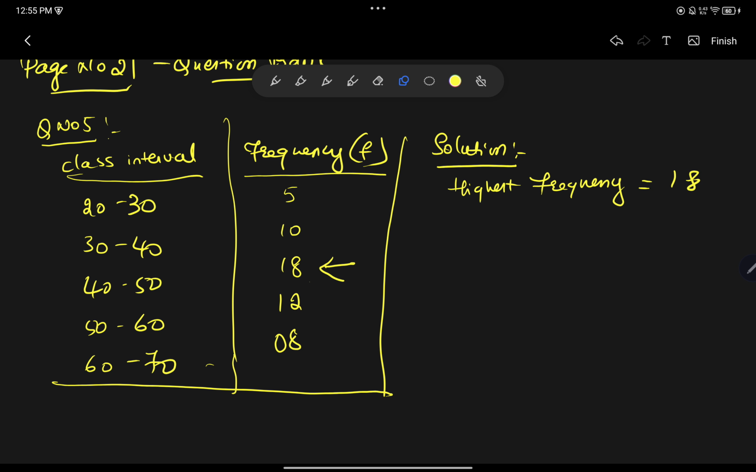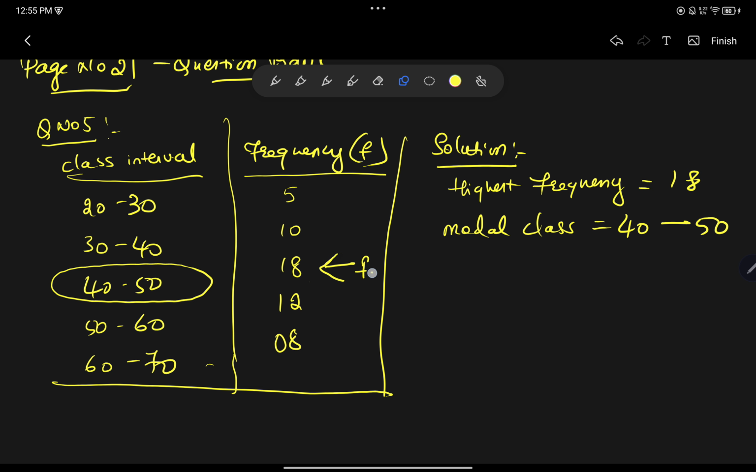So the modal class here is 40 to 50. Now this is what we call f1. 18 is f1. The number before that is what we call f0. The number after this is what we call f2.